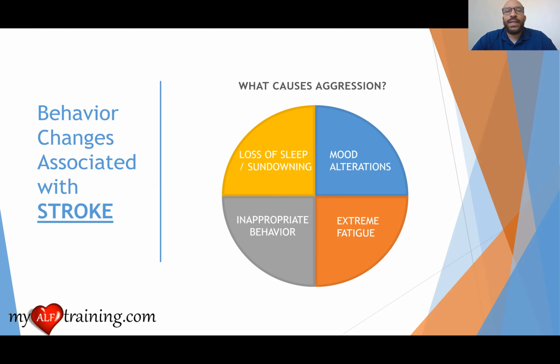So, extreme fatigue can also be a cause of aggression, because if I'm extremely fatigued and I want to sleep, but I can't, I just want to sit and rest, and you want me to get up and eat and I'm not hungry, and you want me to walk, and you just keep trying to do things for me, and really I just want to be left alone. That can cause me to become aggressive towards you. So we want to keep that in mind.